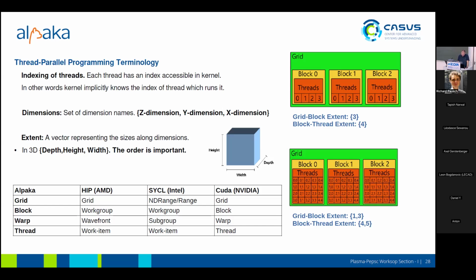Because the size of the thread block is 4 by 5, the order is important. The grid block extent is 1, 3, not 3, 1, and the block thread extent is 4, 5, not 5, 4. Yes, the order of extent is important.